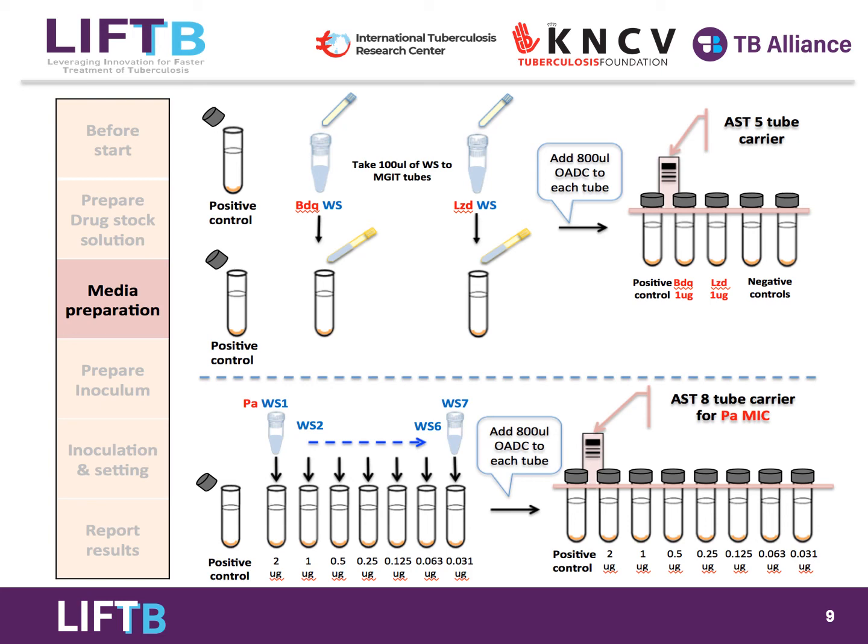C. Transfer 100 microliter of WS1 using a 100 or 200 microliter micropipette tip to the WS1 MGIT tube. Repeat this process for WS2 to WS7. D. Place the tubes in the correct sequence in the appropriately sized AST set carrier.